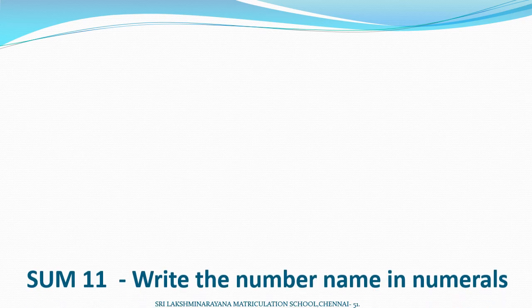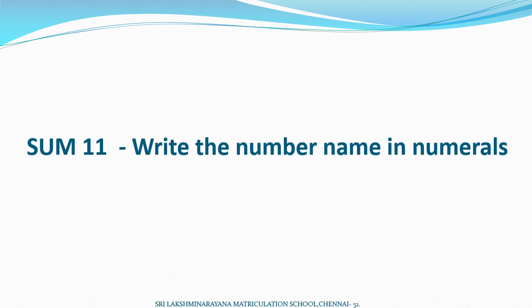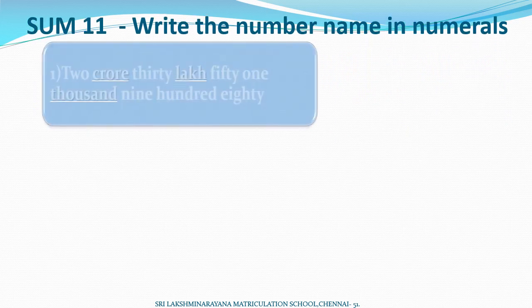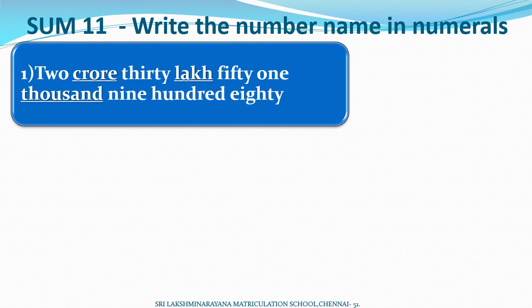So next sum, write the number name in numerals. They are given in words, and we have to write them in numerals. The first procedure is to underline the periods. In the first sum the periods are crore, lakh and thousand. I have underlined all the periods. So we have to write all the 4 periods.